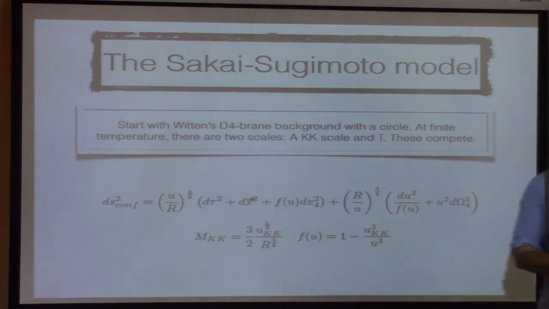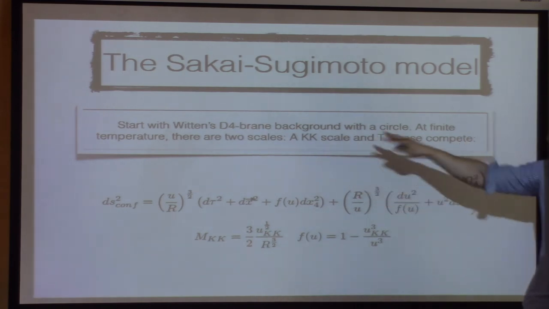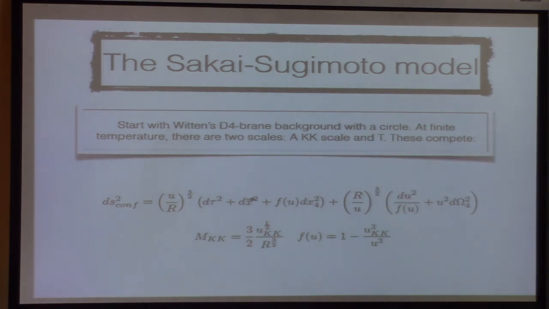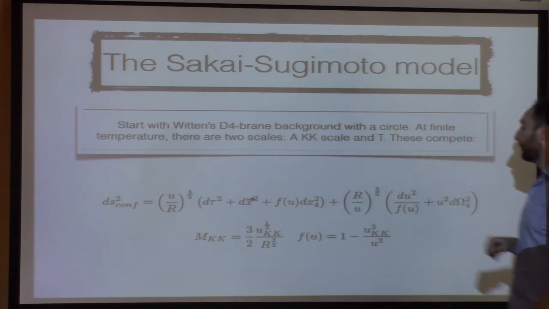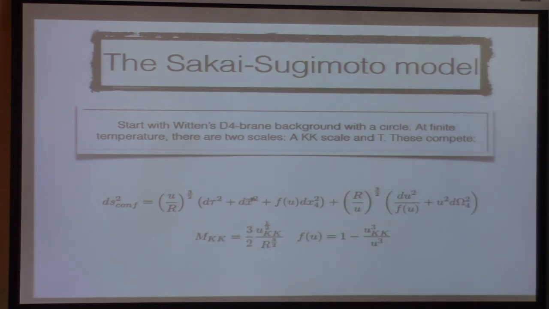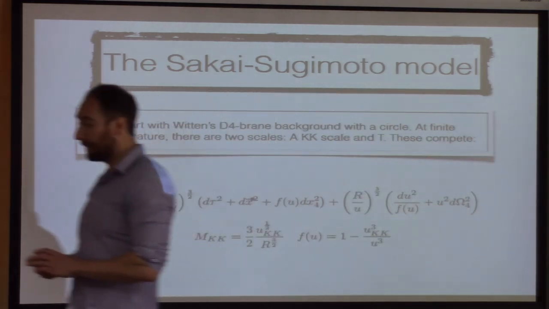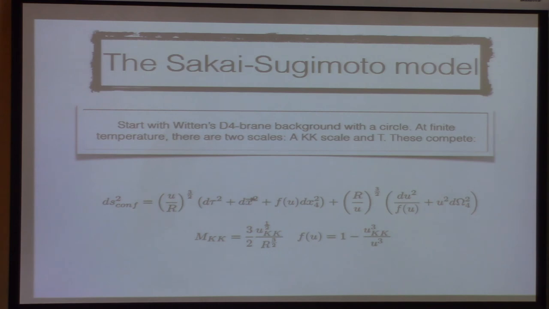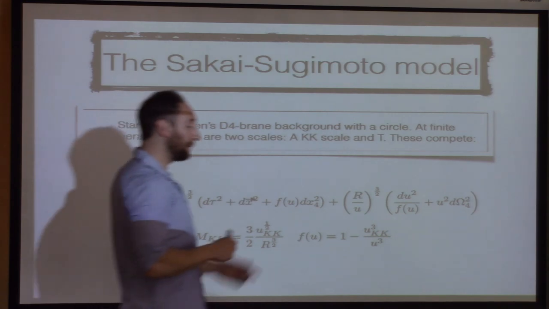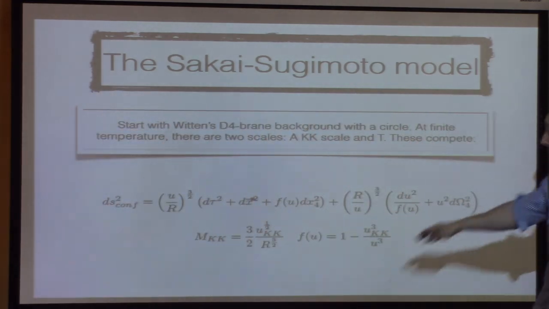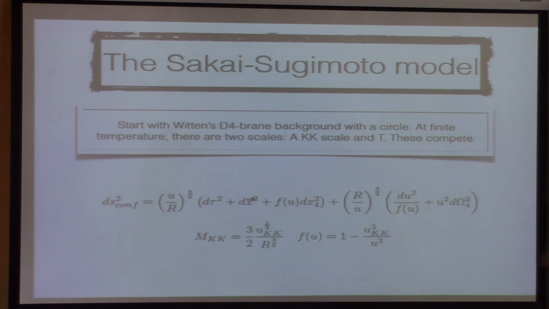There are actually two scales here. In Witten's original D4 brane background, there's just a single scale given by the Kaluza-Klein scale. Now we're looking at black D4 branes on a circle, so we have a Kaluza-Klein scale and we have a temperature scale T. It turns out that there are two competing geometries. There's one which is the equivalent of AdS-Schwarzschild, and there's one which is simply thermal AdS. The difference between the two corresponds to whether there's a cigar-like geometry in the temporal direction or the spatial direction. I'll show you the pictures in a minute.